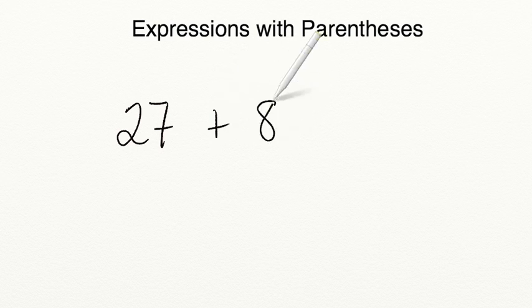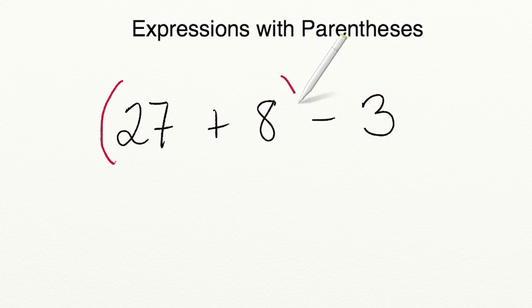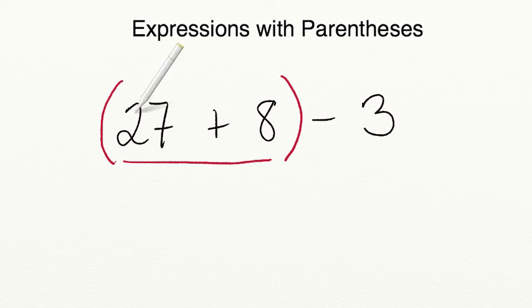If we have the expression 27 plus 8 minus 3, and we group this together with parentheses around our 27 and our 8, we would make sure that we completed this part of the expression first. So parentheses are these rounded brackets that you see here in red. Whenever you have parentheses, that's going to be your first step in solving your expression or your equation. You're going to start with your group of parentheses.